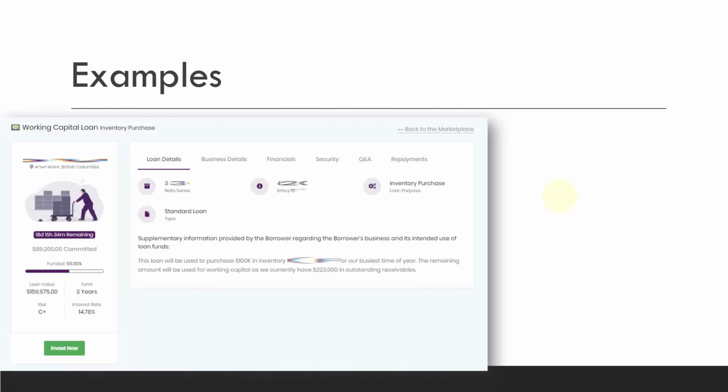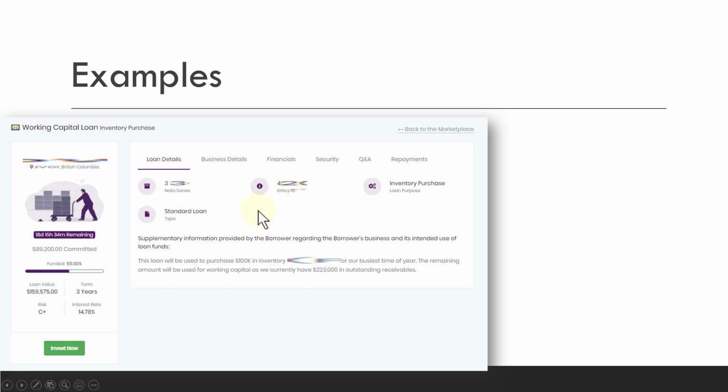So let's get some examples here. This is from LendingLoop in Canada, but it's really not relevant. All of the systems that I've seen so far pretty much operate under the same scenario. You can see here that there's a section for loan details and for business details and financials and so on and so forth. When you're looking to borrow money, you're going to need to provide a lot of this information. If you're looking to lend money to this company, you're going to want to read this information.